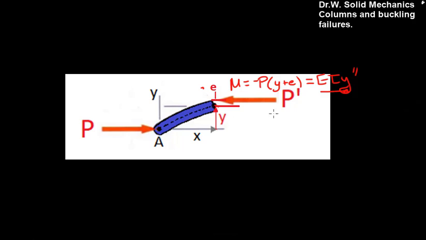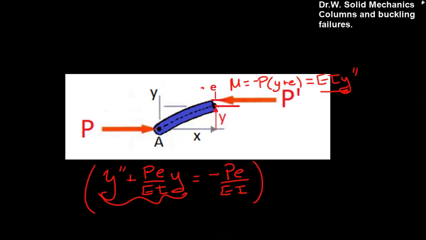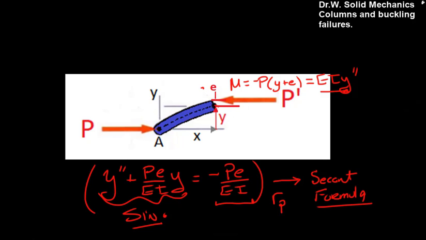So if we rearrange this, we'll find now our differential equation is y double prime plus P on EI y is equal to negative PE on EI. So we still have our sine portion of the solution, but we also have a second non-homogeneous part that's going to generate a particular solution. And if we work this through, we'll end up with what we call the secant formula for beams under buckling with an offset load.